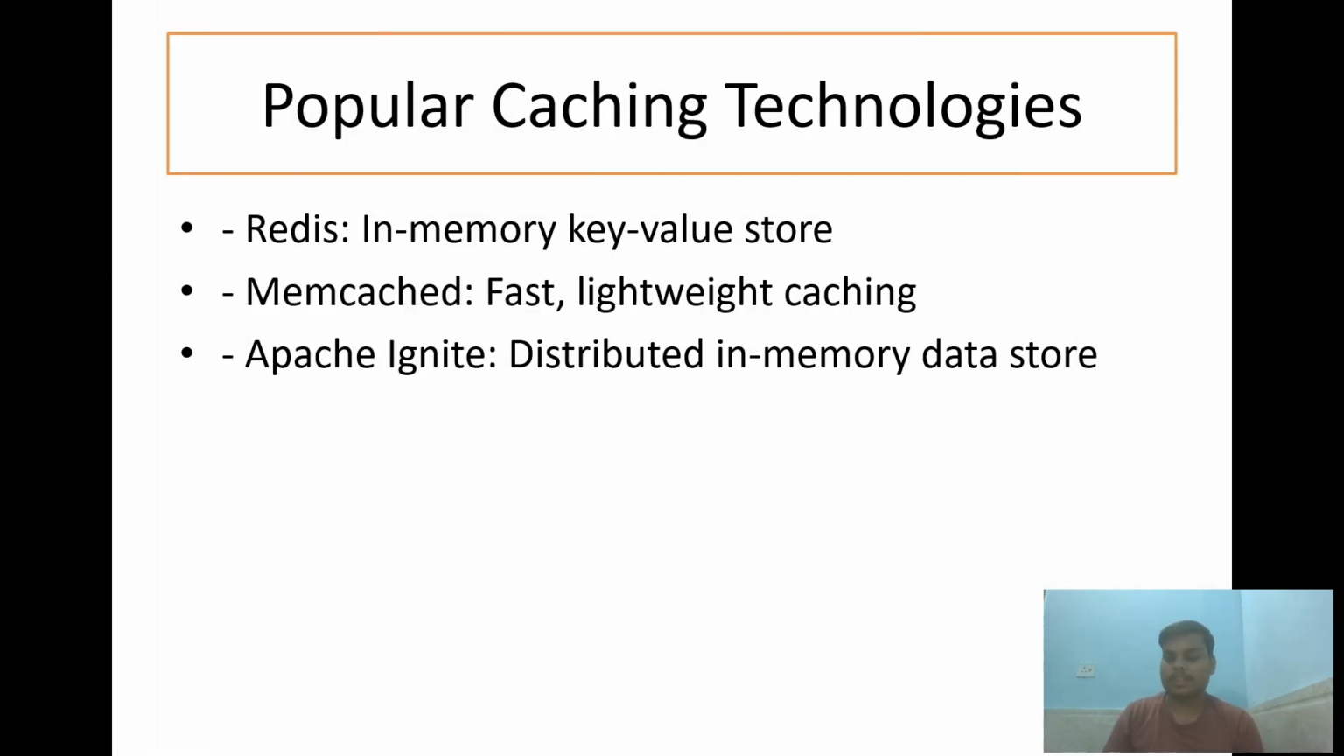Now we will see popular caching technologies. For example, we have heard the name of Redis. Redis is used for caching. It is an in-memory caching database which stores the data in key value pairs. Another one is Memcached, which is a fast, lightweight caching software. And the third one is Apache Ignite.